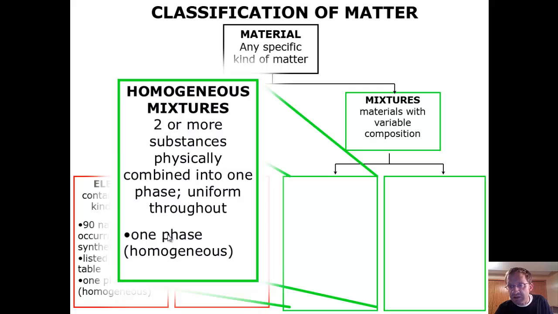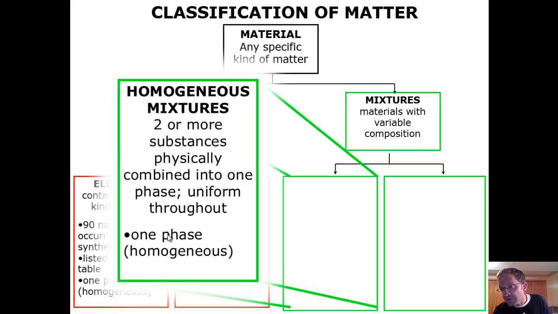We can also split the mixtures into two categories, and again you see the term homogeneous here. Homogeneous mixtures are those that have one phase throughout. They can vary from place to place, from day to day, so they're mixtures, but they're homogeneous because they have one phase throughout.